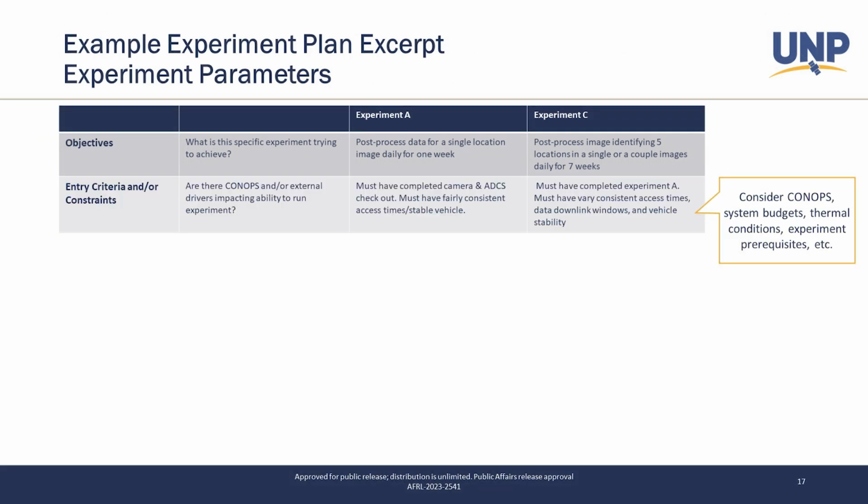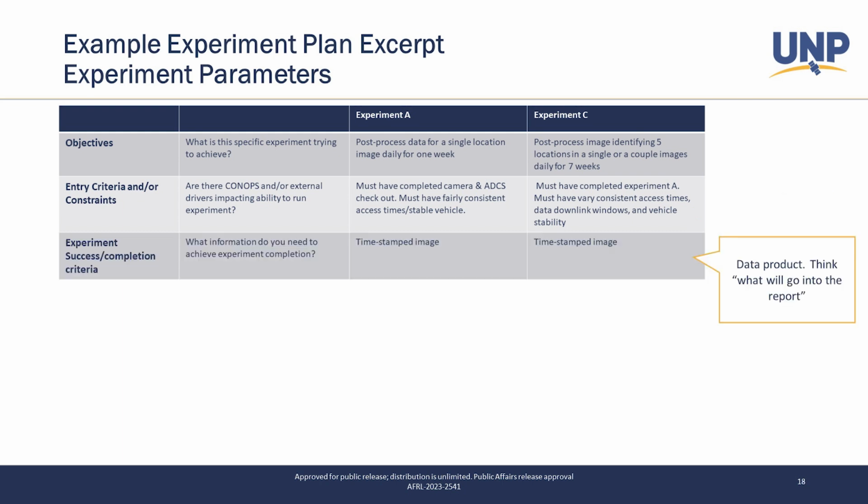You also want to consider things like your entry or constraints. In this case, experiment A, you had to have completed camera checkout and ADCS checkout to do this successfully. And you also have to have fairly consistent access times in a stable vehicle. When you get down to experiment C, not only do you need all the same things, but you also need to have done experiment A, right? So that you start to understand kind of the order of operations and truly informing your ConOps when you start to define things this way.